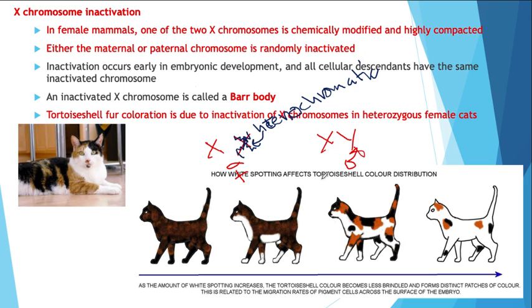Meaning that its DNA isn't accessible for transcription, so it's not used. So every female is a mosaic. One or other X chromosome is active in the female. That's for most vertebrates.